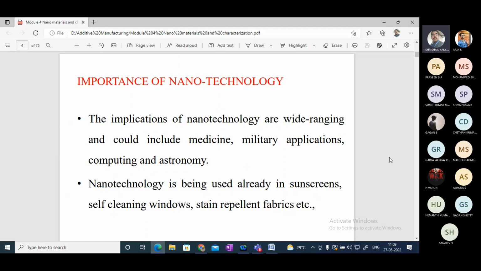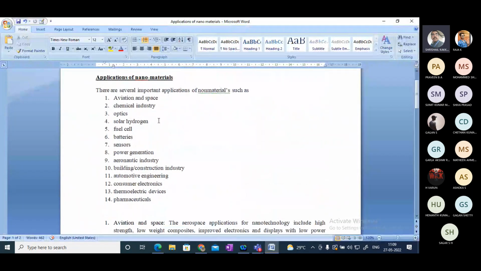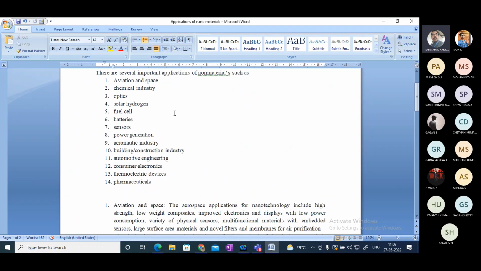Importance of nanotechnology. It has shown, as I told you, so many applications. Here I have made the list of the applications you can see. Aviation and space. In aviation and space, what we require is low weight composite materials, and there must be improvement in the display of electronic systems, and it has to consume lower power. Okay, and so many other aspects, like some kind of physical sensors we require. Okay, and the material has to be multifunctional, and it has to be embedded with the sensors.